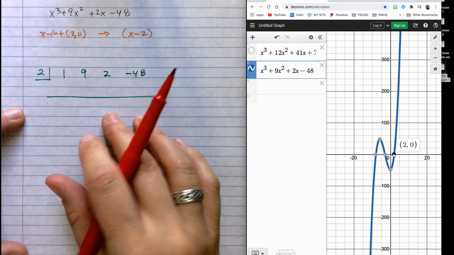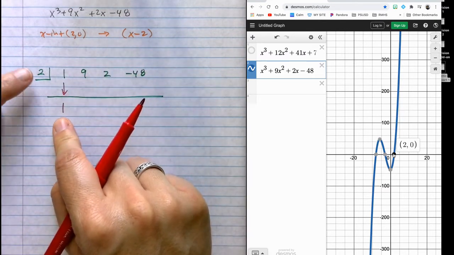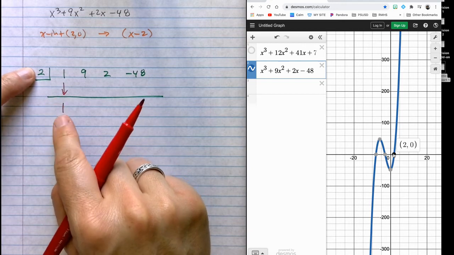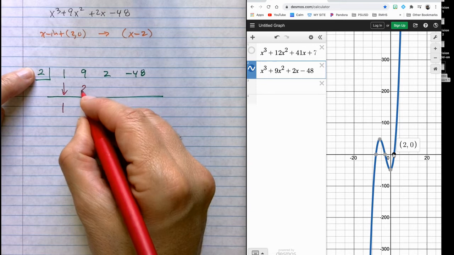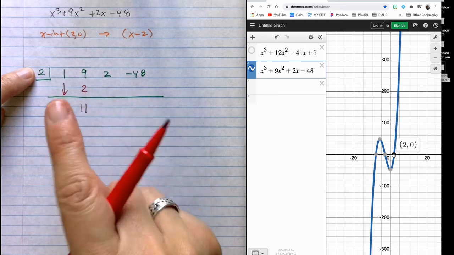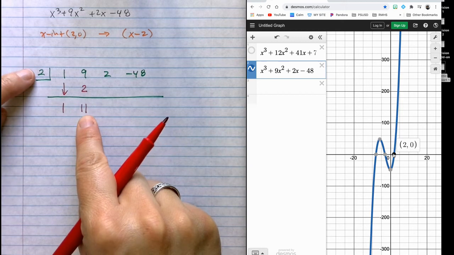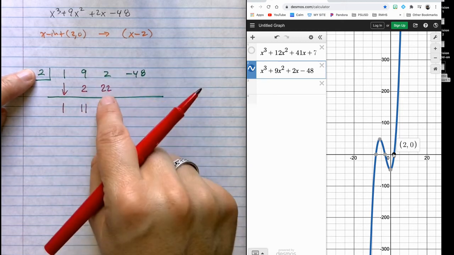Let's begin our process. The first number you always bring down, automatic. We're going to multiply the number in the box by whatever number's in the bottom. So 2 times 1 is 2, so we write that in the next column. Now add straight down. 9 plus 2 is 11. Now take your new number, multiply by the number in the box. 2 times 11 is 22. Put that in the next column.